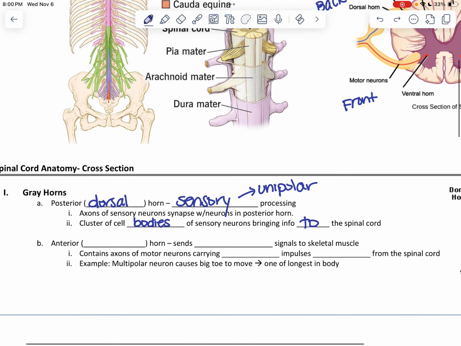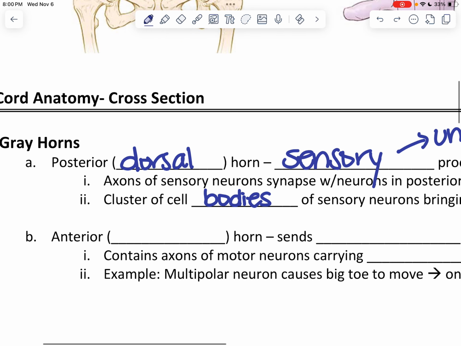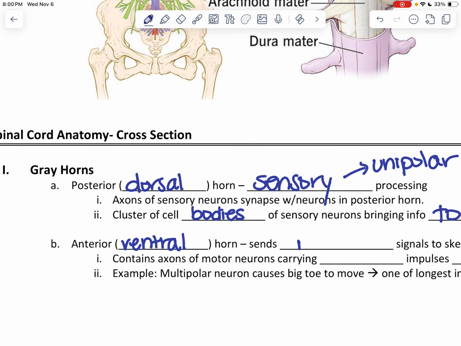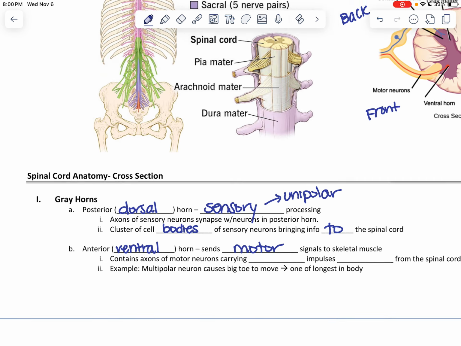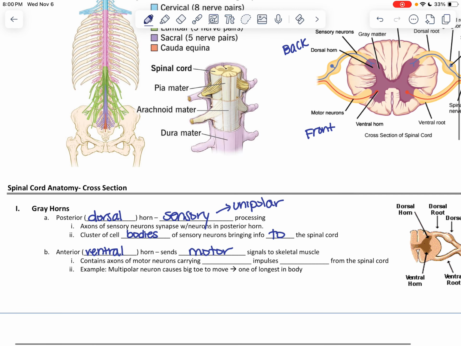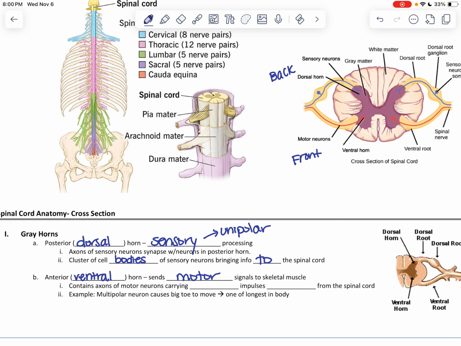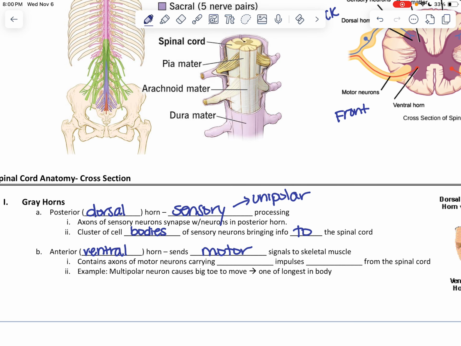And then the opposite, the anterior or ventral horn, is going to be the front side of the body. And that is going to be sending these signals, the motor signals, to the skeletal muscle to do something about it. Up here in our picture, the ventral horns are going to be here, and those are synapsing with the motor neurons. So they contain axons of motor neurons carrying the information, impulses.